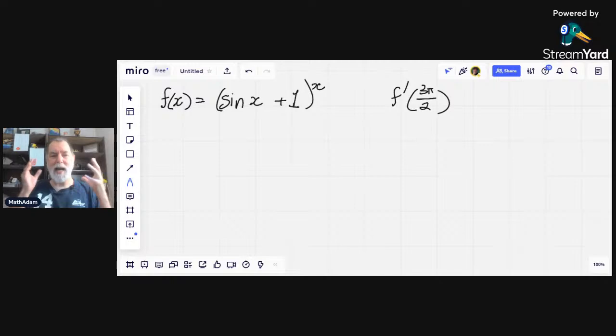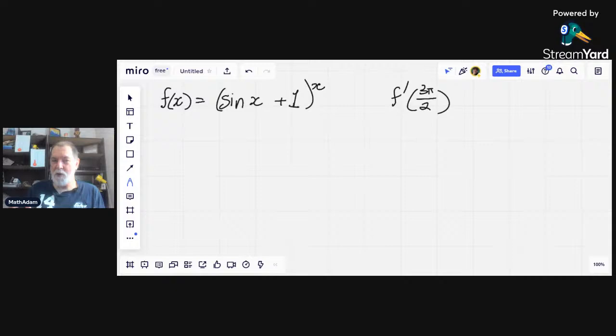We have our function which we want to differentiate. We want to find the derivative. But not only do we want that, we want to find the derivative at a particular spot, at x equals 3 pi by 2.